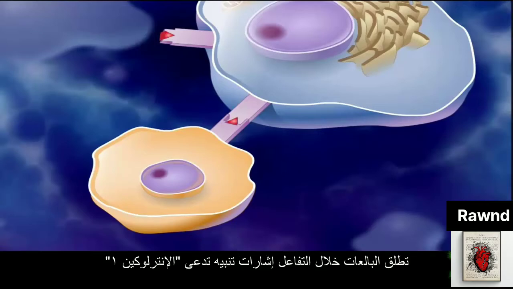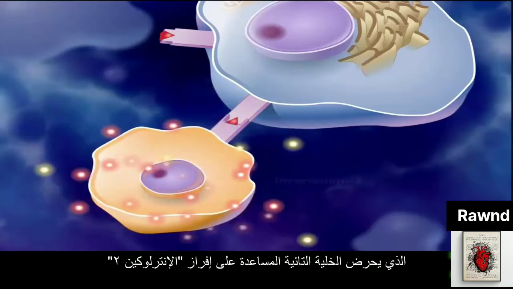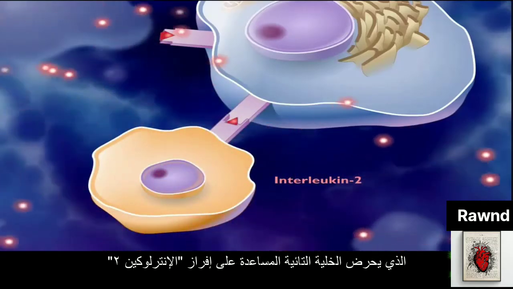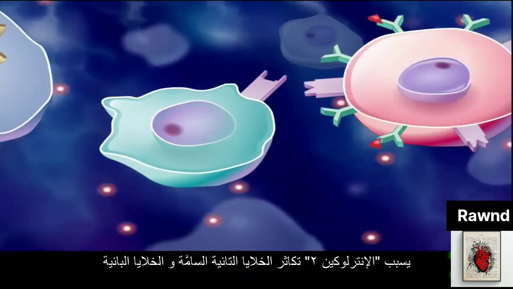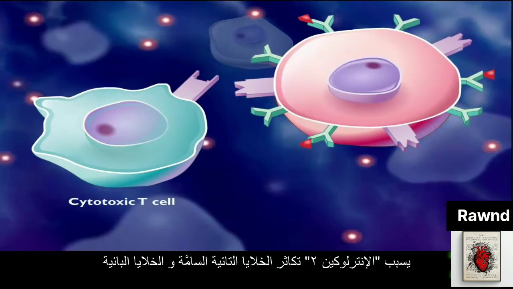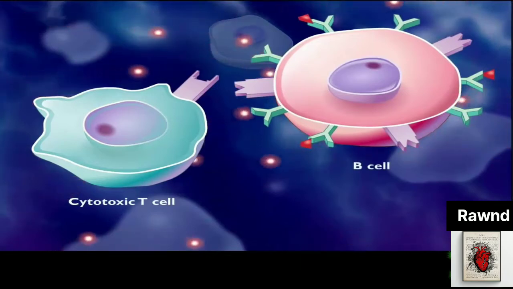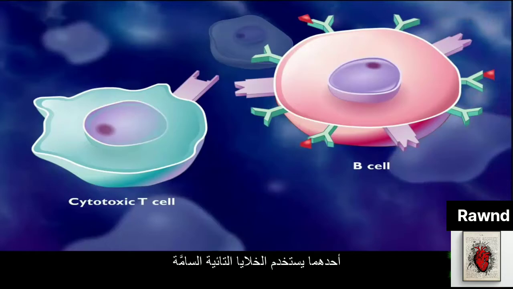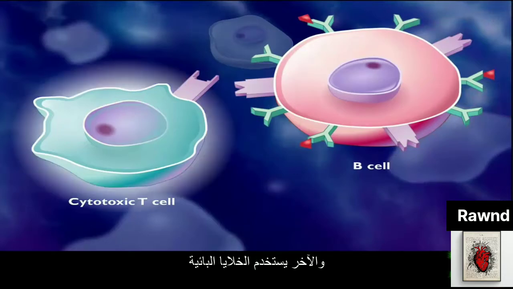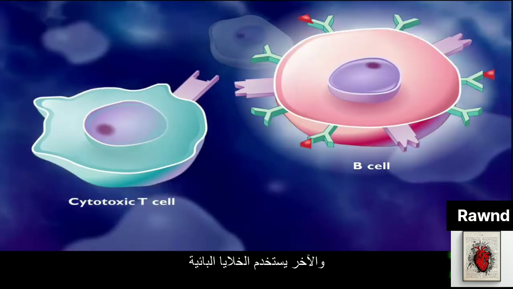During the interaction, the macrophage releases a chemical alarm signal called interleukin-1, which stimulates the T helper cell to secrete interleukin-2. Interleukin-2 causes the proliferation of certain cytotoxic T cells and B cells. The immune response from this point follows two paths, one using cytotoxic T cells and one using B cells.